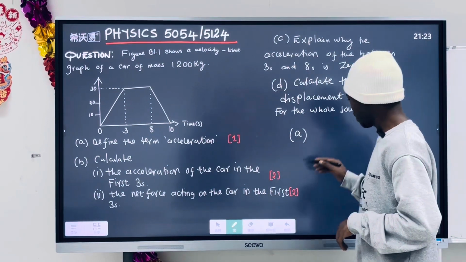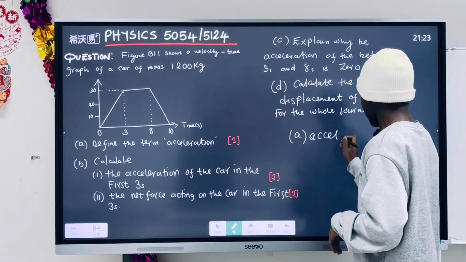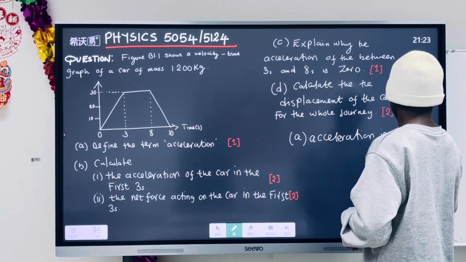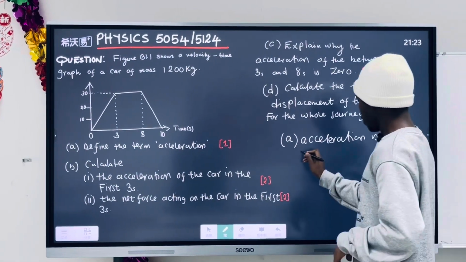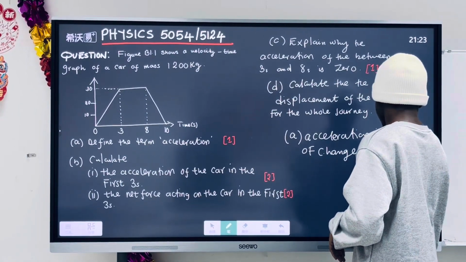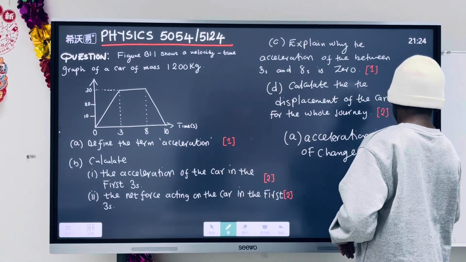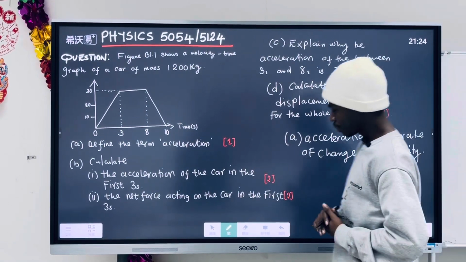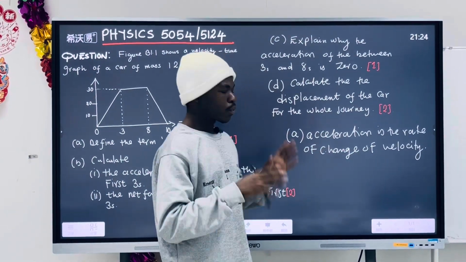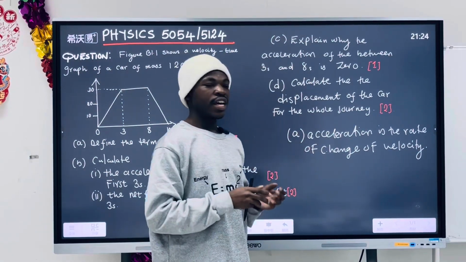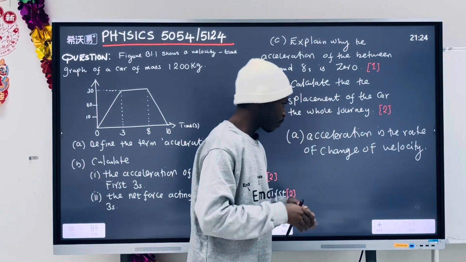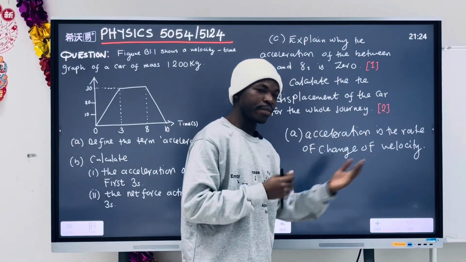So we can simply say acceleration is the rate of change of velocity. So acceleration is simply the rate of change of velocity. Some students can also write acceleration is the change of velocity with time. Because when we just say acceleration is the rate of change of velocity, we've already included time in that.